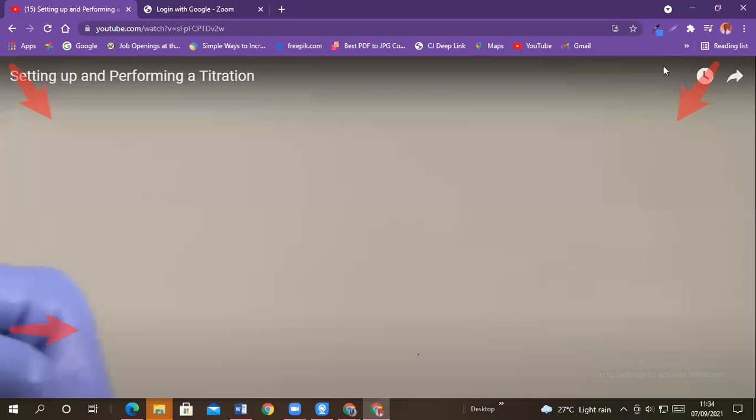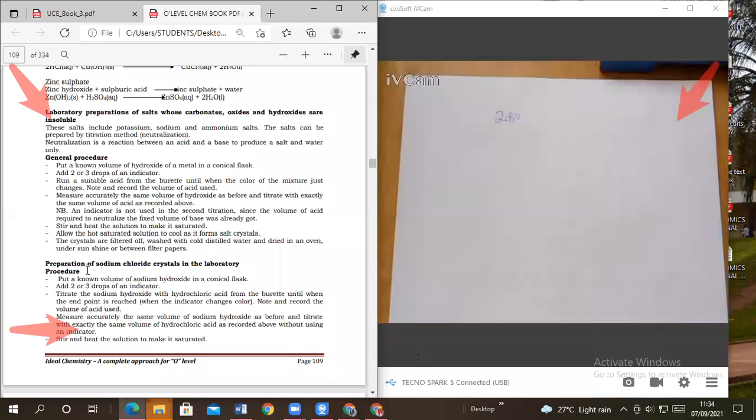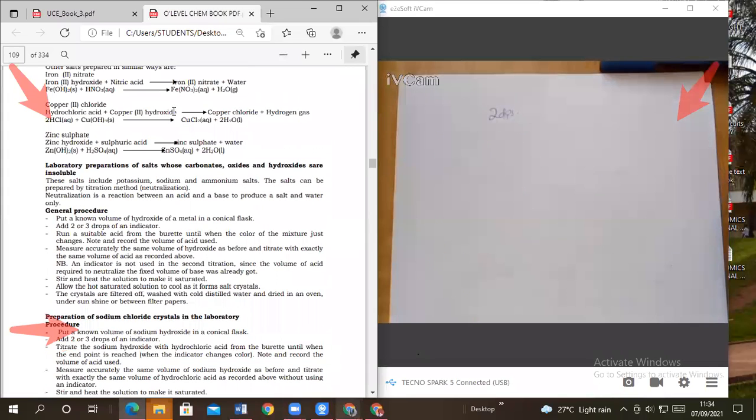Any question before we go back to our point of discussion? Yes? What are the analytes put in the conical flask?